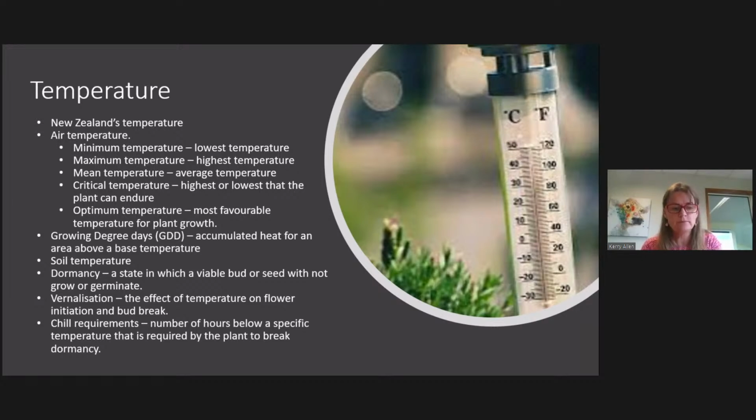And then we have some plants that have chill requirements. These are plants that need a certain number of hours below a specific temperature. And this is why cherries are grown in Otago predominantly. Same with apricots actually, they require a chill requirement, and they need to be at that temperature to break that dormancy and get a good fruit set.